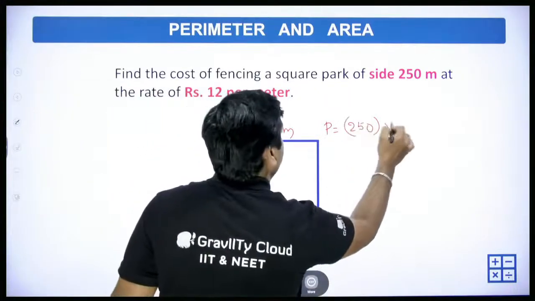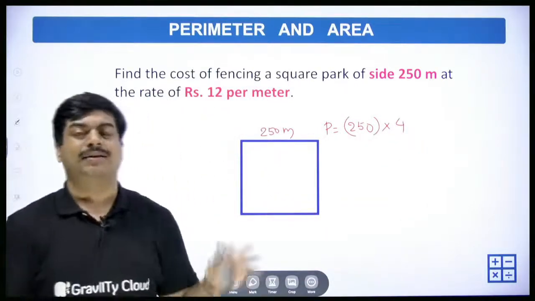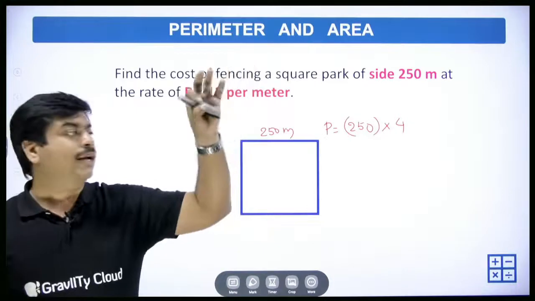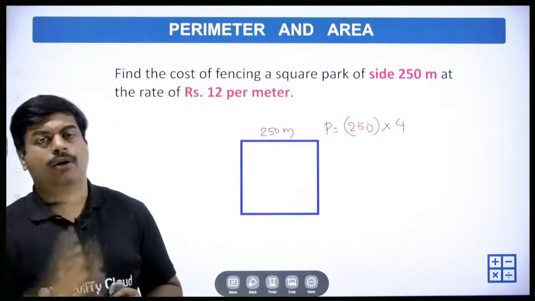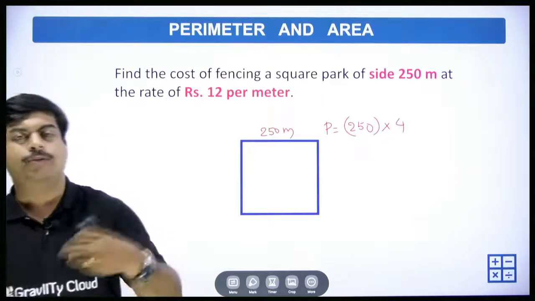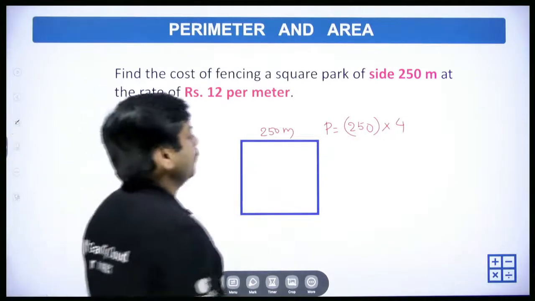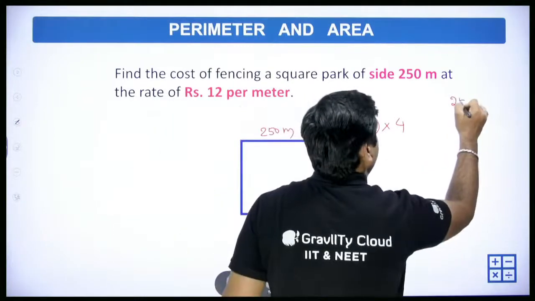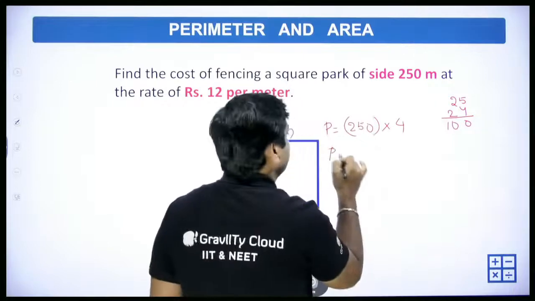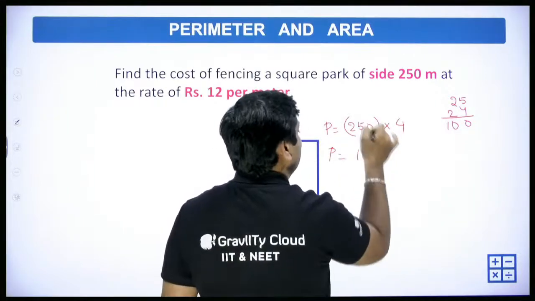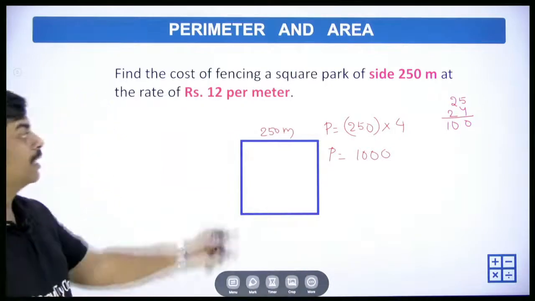Why into 4? Into 4 means all the 4 sides. If it is an equilateral triangle, 3 sides; or a regular pentagon, hexagon, decagon, you need to multiply with that number of sides. So here 250 into 4: 25 into 4, 5 fours are 20, 2 fours are 8, plus 2 is 10. So the perimeter is 100, and this 0 will come here, so that becomes 1000.